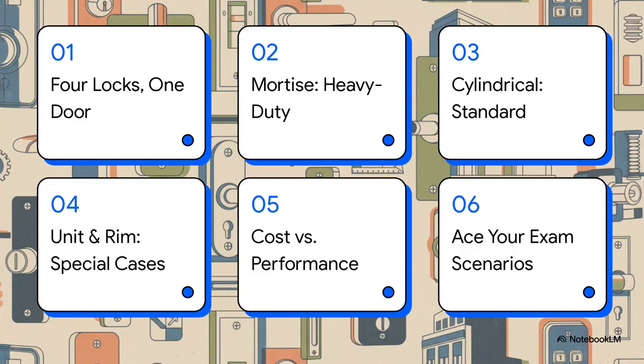Here's what we're going to do. First, we'll get a bird's eye view of the 4 main lock types you've got to know. Then, we'll go deep on each one: the heavy-duty mortise, the super common cylindrical, and the problem-solving unit and rim locks. We'll look at cost versus performance, and then, the best part, we'll run through some real ARE-style scenarios to make sure all this knowledge is locked in tight.